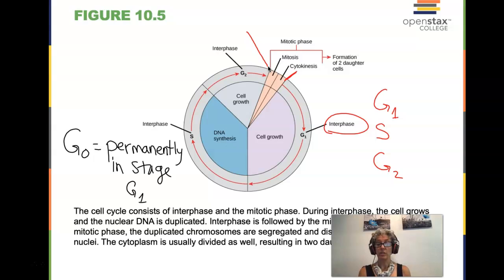Not all cells will divide. Our brain cells, it's not that they never divide, but we have very little additional cell division going on there. So many of those are in what's called G0, which means they are permanently in G1, which is normal cell function, all the regular metabolism that cells have to do.